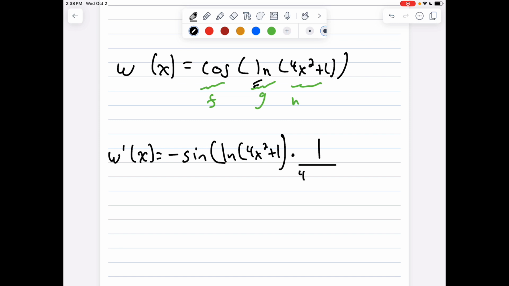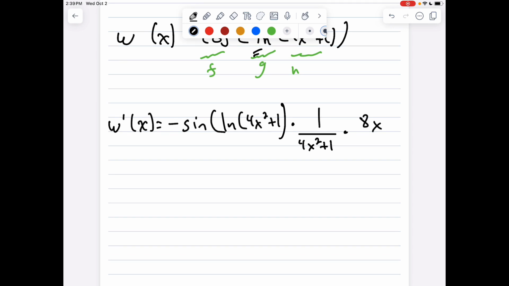You put what's inside of the ln originally there. And then finally, h prime here. So h prime is the derivative of 4x squared plus 1, which would be 8x. And that would be your answer. I don't care about simplifying in this case. I know that doesn't look all that great, but we're not concerned with simplifying.